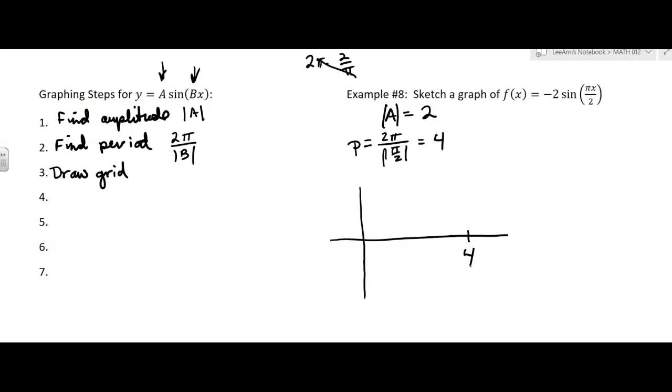I would say draw the grid. You want to make sure that you're aware of the amplitude and the period. My amplitude is 2, so I'm going to go up 1, 2, and down 1, 2. I'm okay with that because there's no vertical shift. There's no D in this case. Then I'm going to mark the critical points. I think that's what our trig book calls them. We're talking about going halfway between 0 and 4. Just eyeball it. That'd be at 2. Halfway between 0 and 2 is 1, and halfway between 2 and 4 is 3.